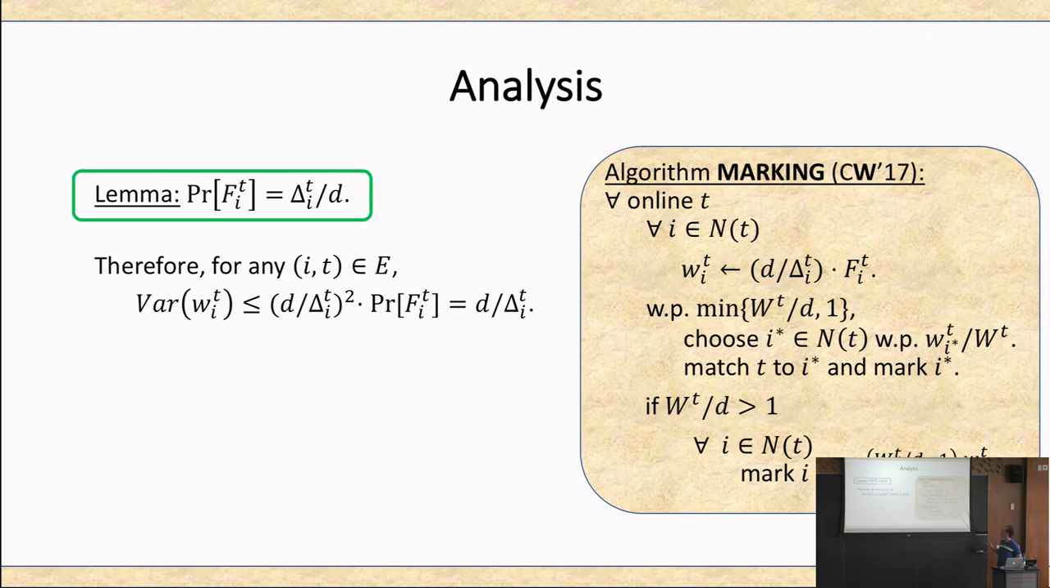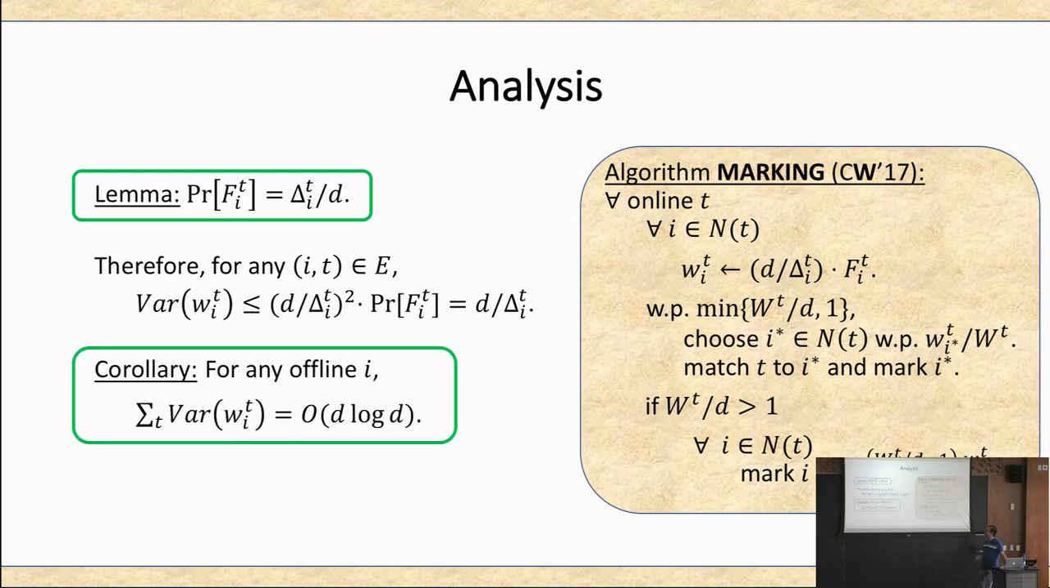The variance of a Bernoulli variable is at most its probability of being 1. So this is at most the weight squared times the probability of FTI. Plugging in the value of FTI, we find that this is exactly d over delta ti. Okay. And in particular, if we sum over all neighbors of a particular offline vertex I, it has d of these neighbors. For the first one, we have delta ti equals d, then delta ti equals d minus 1, and so on and so forth. So we find that the whole thing is d times the dth harmonic number, which is order d log d. Okay, so we're starting to get some bounds on the variance.